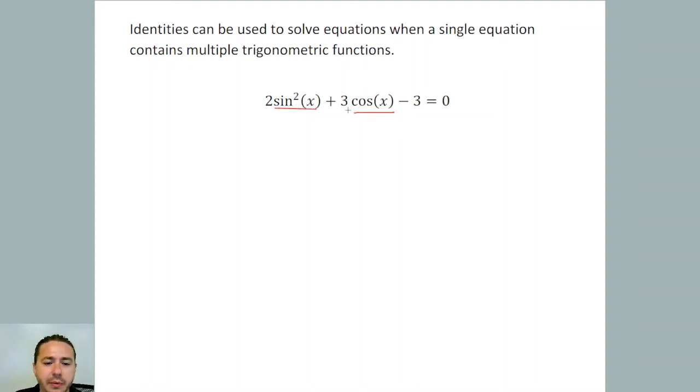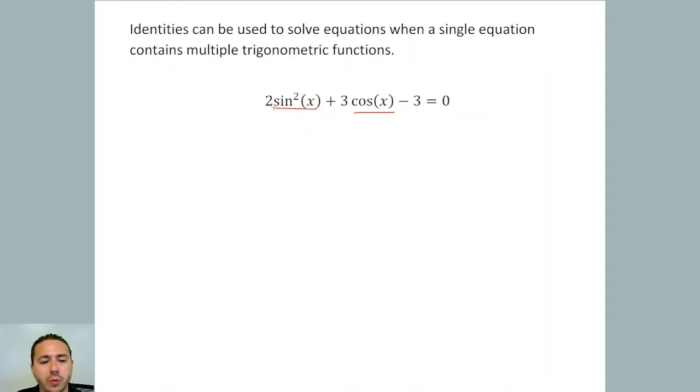Not really linear, but it's set up kind of like a 2x squared plus 3x minus 3. But the problem is these are not the same function. So it's like not x and x. It'd be like x and y, or like two different variables. So our factoring is not going to work right out of the box here. What we have to do is make sure that all of the trig functions are the same so that we can factor it.